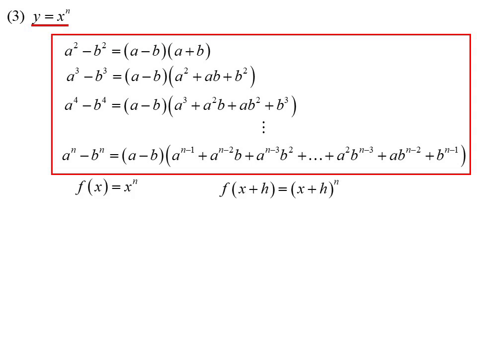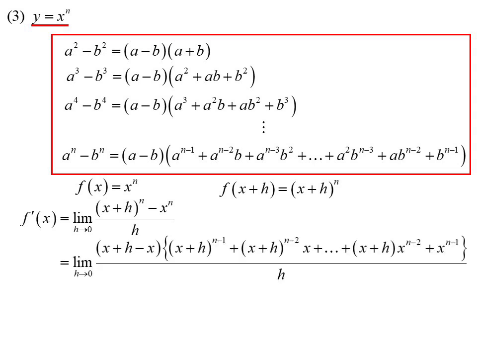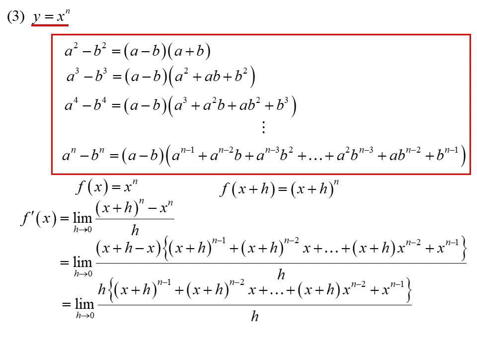f(x) is x to the power of n. So f(x plus h) would be (x plus h) to the power of n. So when I put that into the first principles formula, on the top of the fraction I have something to the power of n minus something to the power of n. We now know that factorises to (a minus b), well, a is x plus h, so (x plus h) minus x. In the other parentheses then, the powers of (x plus h) are going down by 1, and the powers of x are going up by 1. But look at the first parenthesis, x plus h minus x, which is h. That'll cancel with the h in the bottom of the fraction. And I'm now left with this expression.